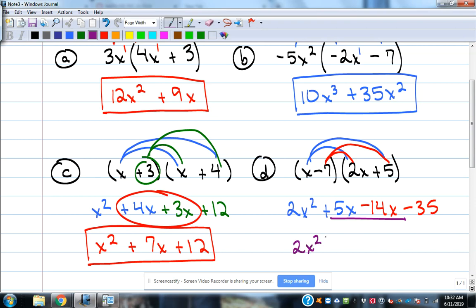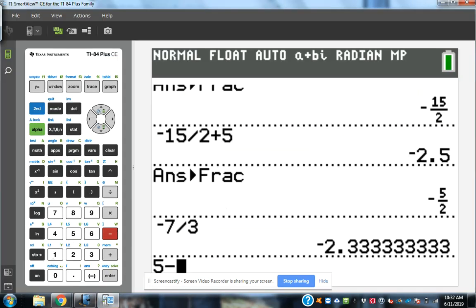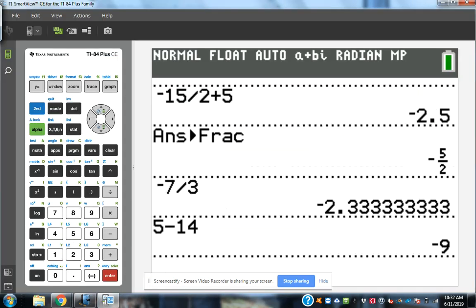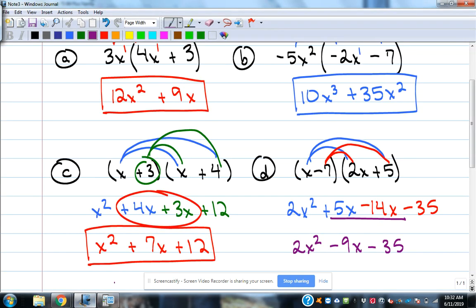2x squared, 5 minus 14 to be 9. Excuse me, negative 9. Verify that. 5 minus 14. Get some practice using that calculator. And there we have the final answer there.